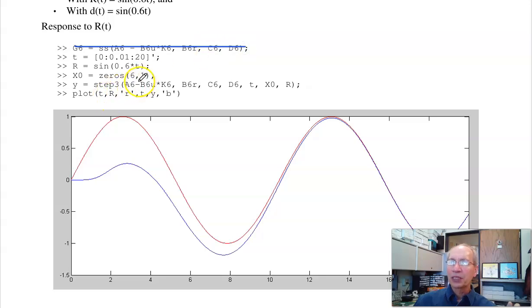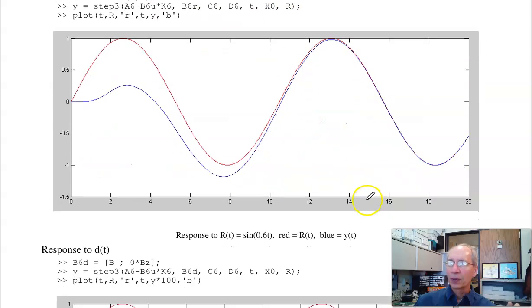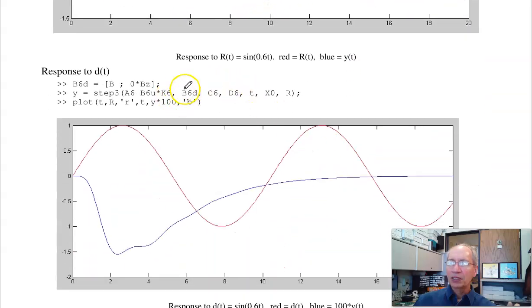Using the step command, here's the closed loop A matrix, B matrix with respect to R, C and D. My time points, my initial conditions are 0. My set point is a sine wave. It tracks the sine wave. If I instead make this a B with respect to D, sine wave input, it rejects a disturbance at 0.6 radians per second.